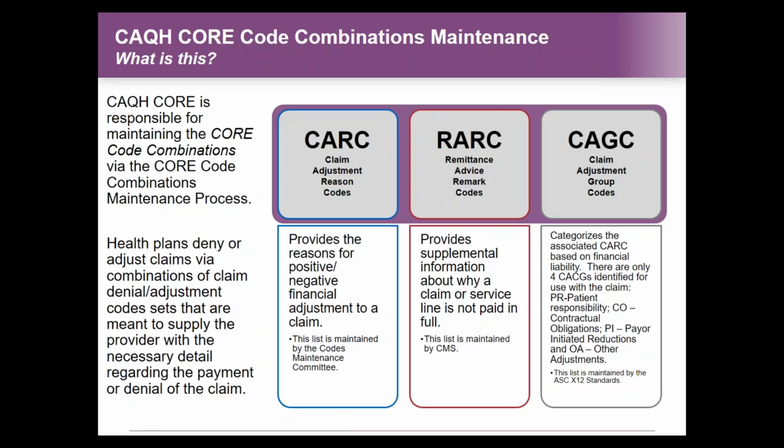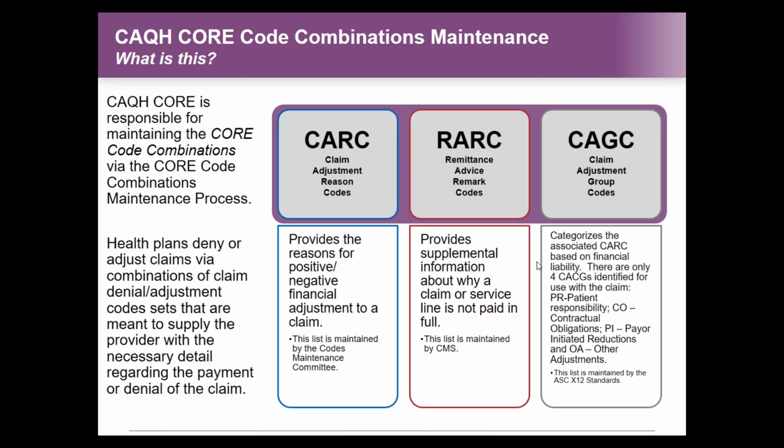CAQH CORE is responsible for maintaining the CORE code combinations via a very specific maintenance process that our task group developed. Health plans have a way of reporting adjustments and denials using specific code sets: the claim adjustment reason codes, the remittance advice remark codes, and the group codes that are part of the TR3, part of the actual X12 standard. These 3 code sets are combined together and report out to the provider specific reasons for denials and adjustments for a claim. So it's really important for providers to have the appropriate code combination so they understand exactly what steps they need to make next in processing that remittance advice.